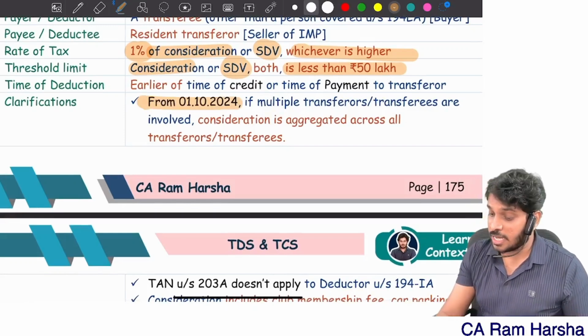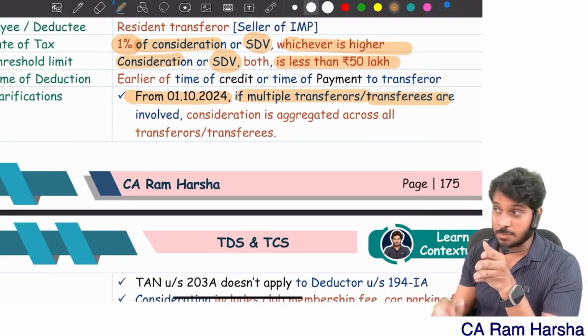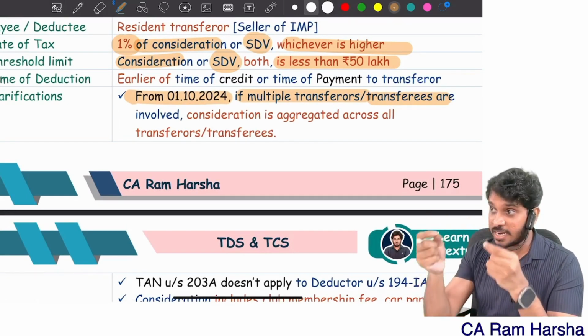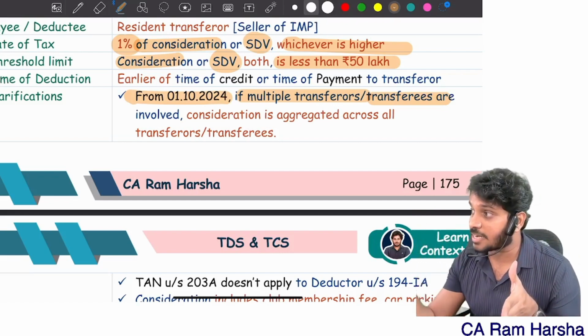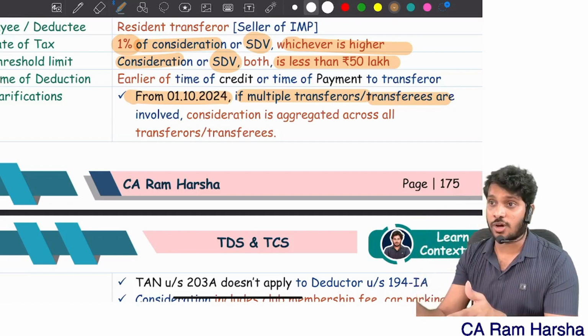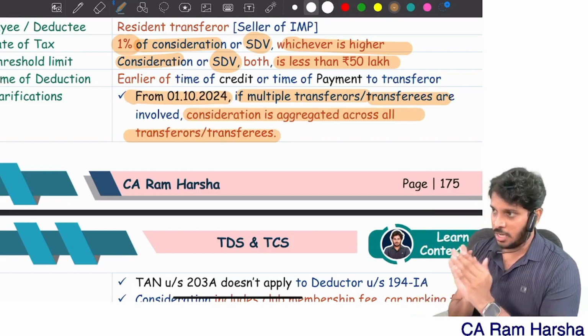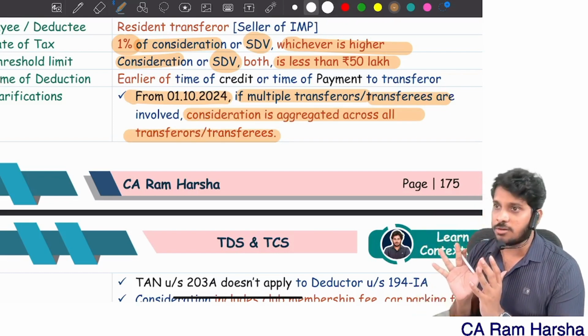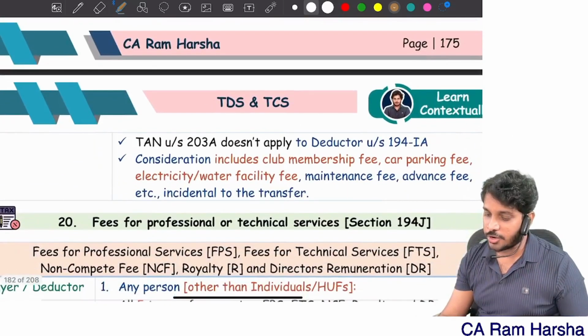From 1st October onwards, if multiple owners are there, multiple sellers, multiple buyers are there, for each seller and buyer the 50 lakhs limit shall be applied. Property we should see. Property consideration, how much? That you should see. Consideration is aggregated. Aggregated means what? Single property value you should see. Joint owners may be multiple, that doesn't matter. Are you clear?